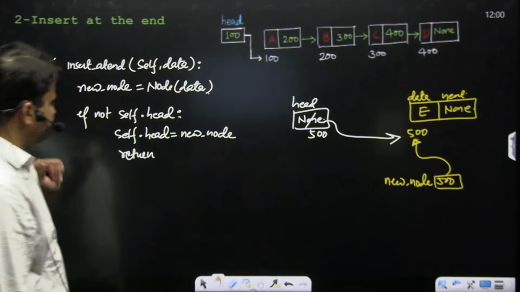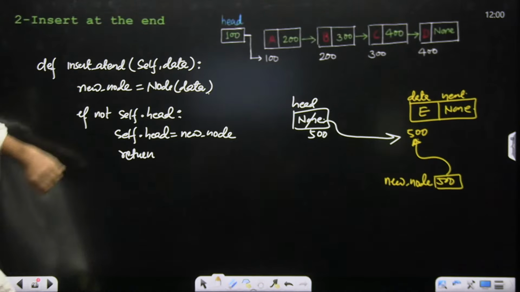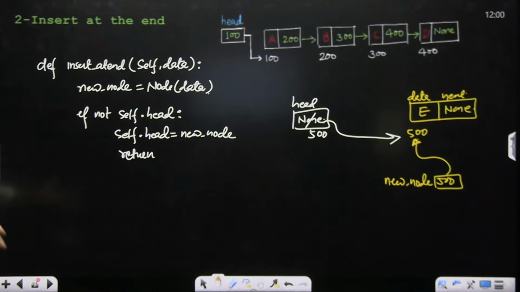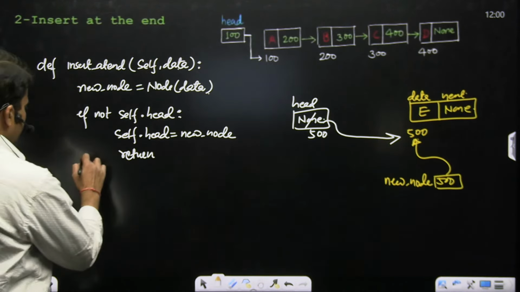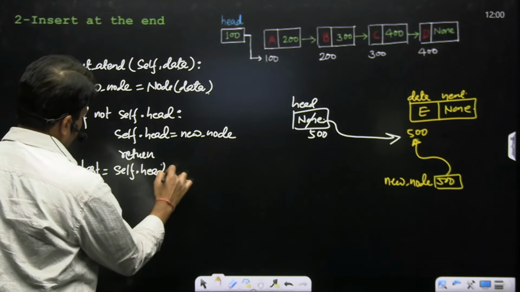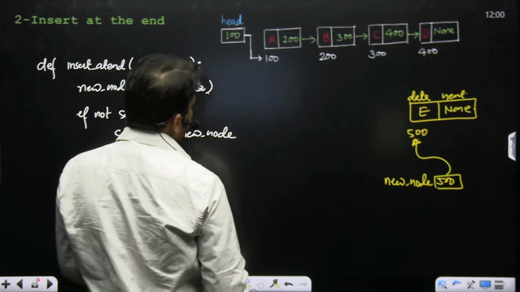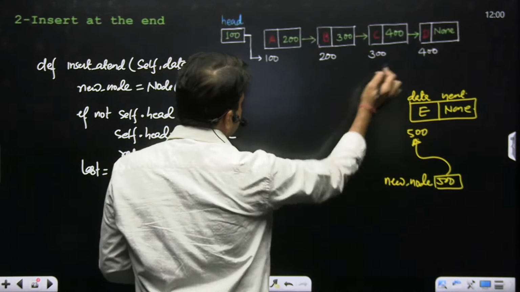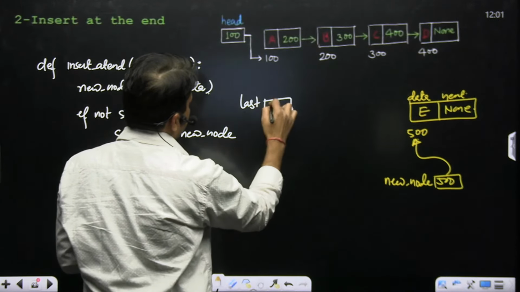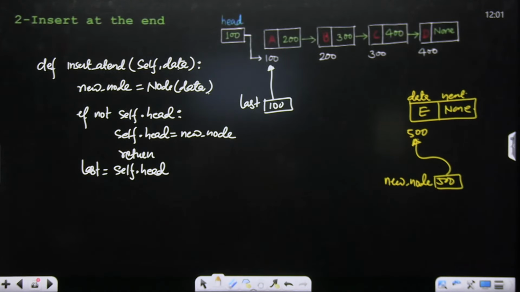And return here. Okay. Else, if this is false, then the linked list exists. If this condition is false, it means what? That the linked list has more than one node, student. Meaning the linked list has some nodes. So you have to insert this node at last. Then take one pointer, last equals self.head. Last is a pointer and self.head is what, sir? 100. So this one is pointing to 100, and traverse the entire linked list, right?